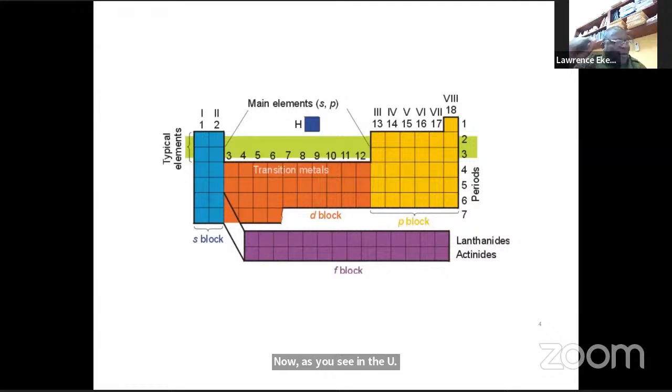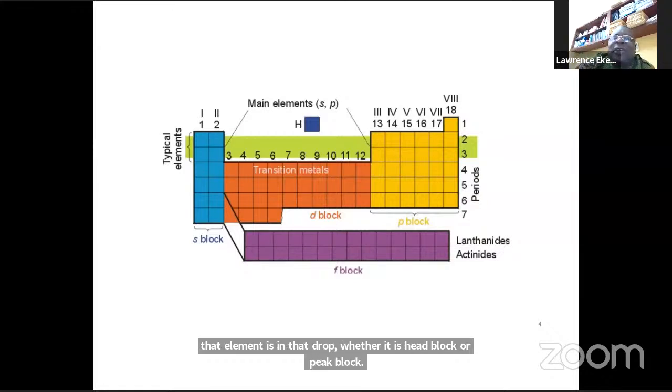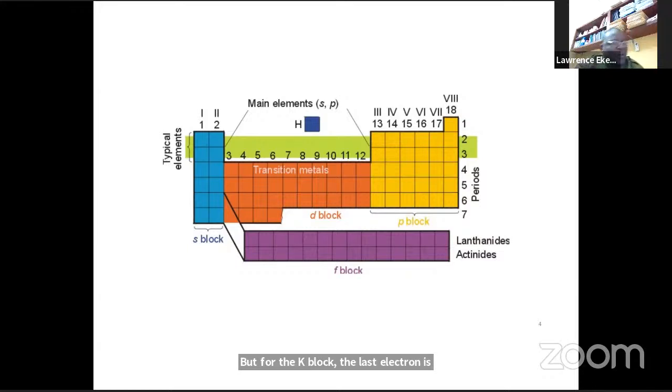When the last block of an element is existing in a particular block, then we say that that element is in that block, whether it is S block or P block. But for the P block, the last electron is entering the P orbital, and so we say it belongs to the P block elements. Why are they called P block elements?